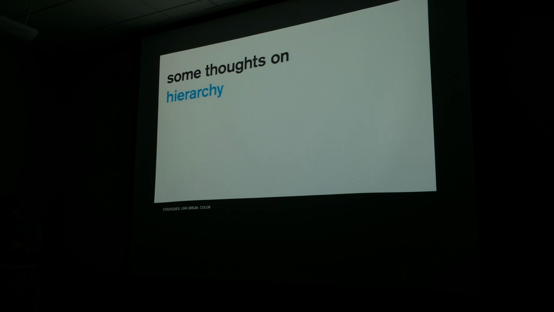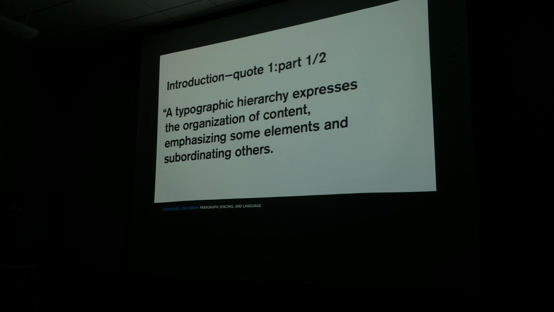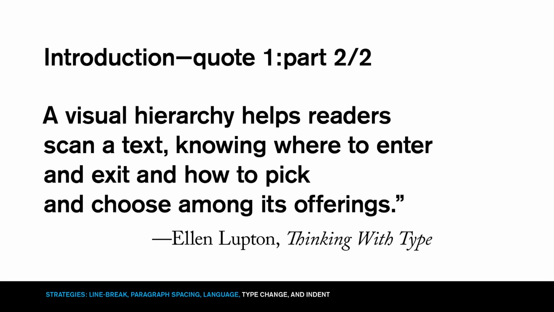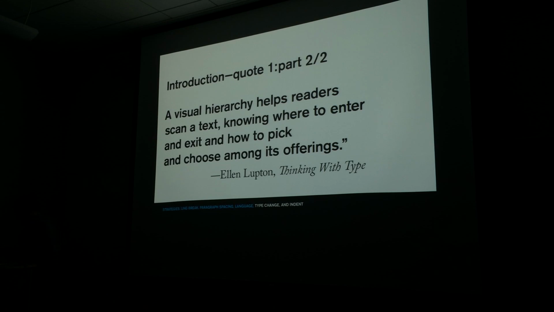And we'll start with a quote. "A typographic hierarchy expresses the organization of content, emphasizing some elements and subordinating others. A visual hierarchy helps readers scan a text, knowing where to enter and exit and how to pick and choose amongst its offerings." That's from Thinking with Type. And that's why Thinking with Type is a great book.